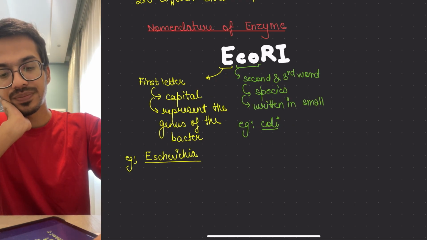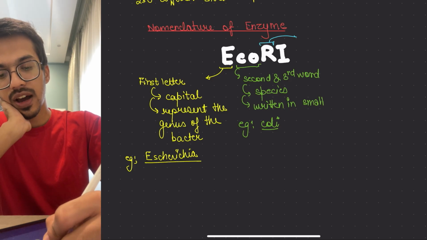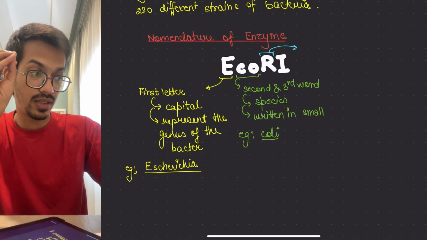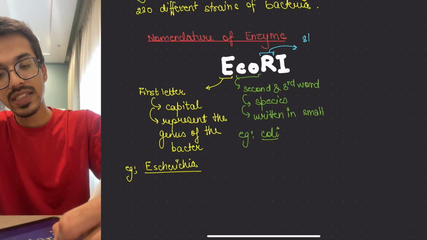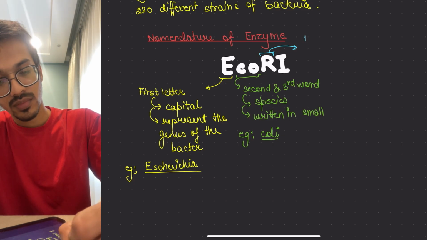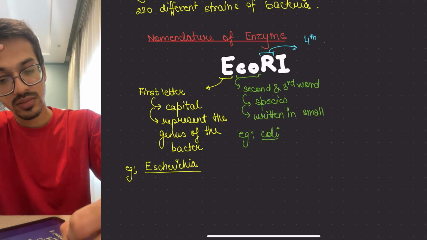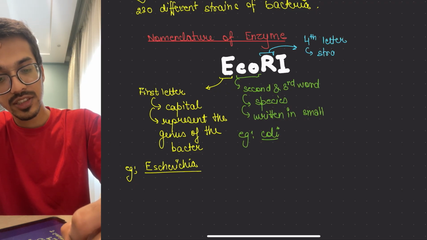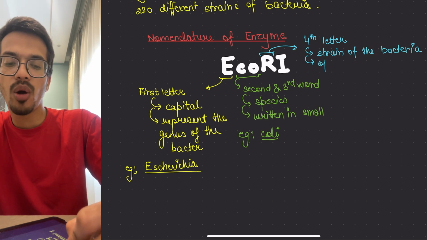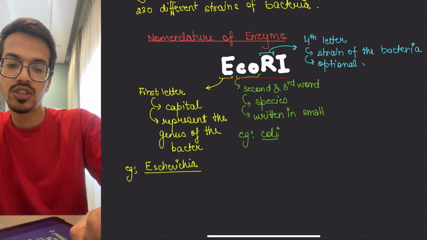Then R is representing what? The next thing. This R has to be capital. It is representing what? The strain. The fourth letter represents the strain of the bacteria, and it is completely optional to use.